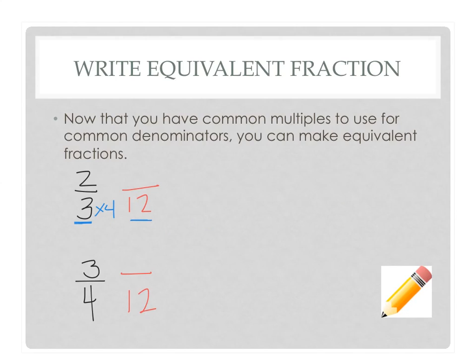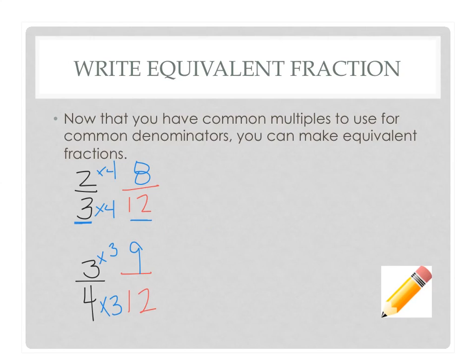Whatever you do to the denominator, you also have to do to the numerator. So I have to multiply 2 times 4, which is 8. 8/12 is equivalent to 2/3. My fraction at the bottom, 3/4. In order to go from 4 to 12, I had to multiply by 3. Whatever I do to the denominator, I also have to do to the numerator. If I multiplied the 4 times 3, I have to multiply 3 times 3, which is 9. 9/12 is equivalent to 3/4.